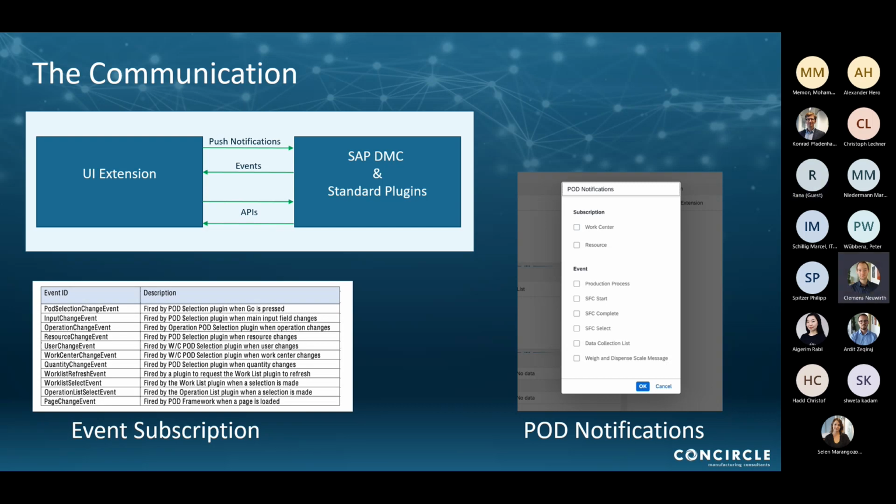So we saw in the example of the UI extensions that Clemens showed us, that as soon as he selected an operation, the work instruction list was refreshed, and we could see the work instructions for that operation. And we do this by subscribing to events. SAP DMC provides us a list of events, and in this case, we use the operation change event. And on the operation change event, we get the work instructions list. But how do we get this work instructions list? We get it by communicating through the APIs. The APIs go in both directions.